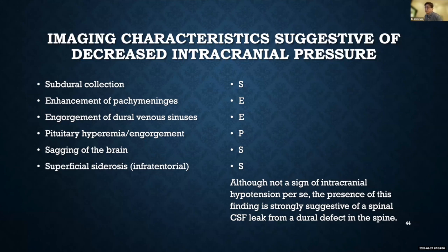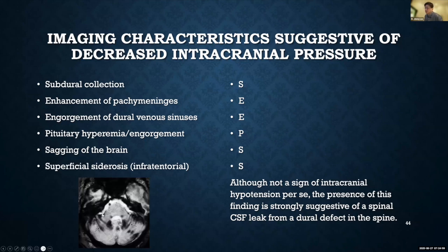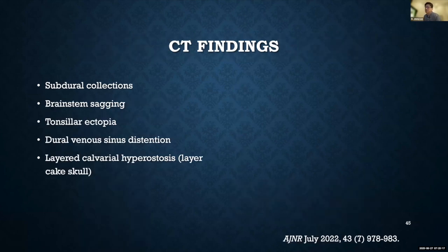And then on the gradient images, you can see the hemosiderin staining on the cerebellar folia along the middle cerebellar peduncle. It's thought that maybe there's some tear of bridging veins or something related to a spinal diverticulum. And they can have symptoms once you reach this state, hearing loss, ataxia, that kind of thing. The CT findings are very similar, but much more difficult. Things that are observable might be subdural collections, brainstem sagging. So you definitely do sagittal reformats for your CTs. Tonsillar ectopia, you can get dural sinus enlargement.